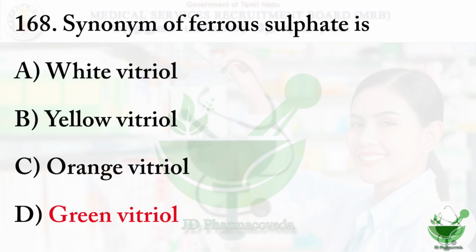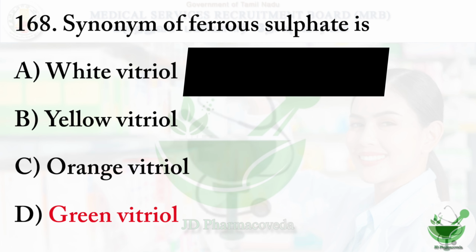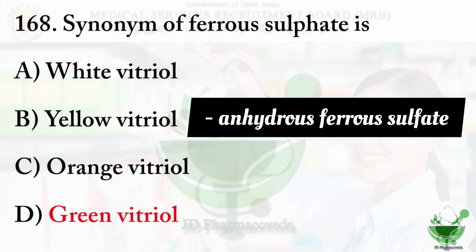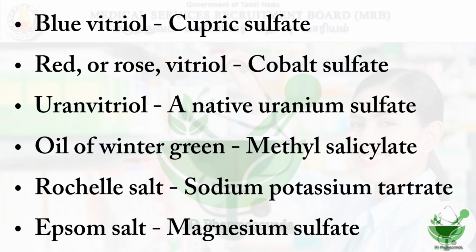So let's discuss other options or other drugs. So for white vitriol, it is zinc sulfate. For yellow vitriol, it is anhydrous ferrous sulfate. Okay, the word vitriol is a Latin word, meaning small glass, so like crystals resembled small pieces of colored glass. Blue vitriol means cupric sulfate. Red or rose vitriol means cobalt sulfate.